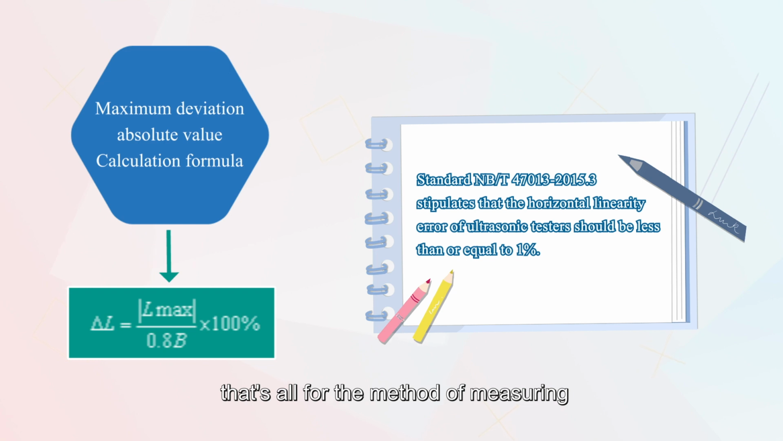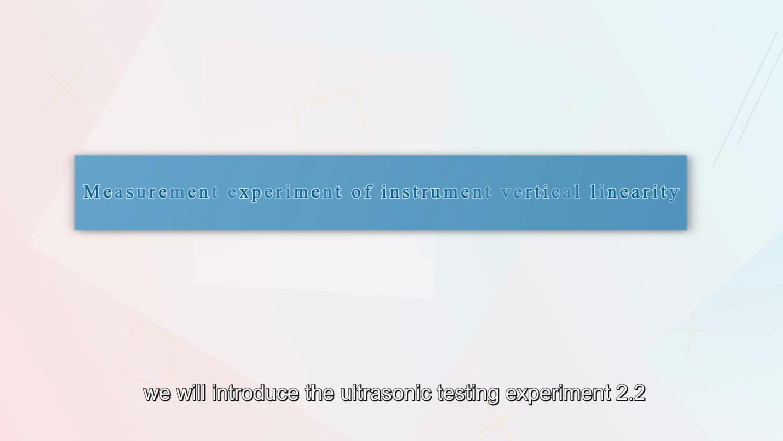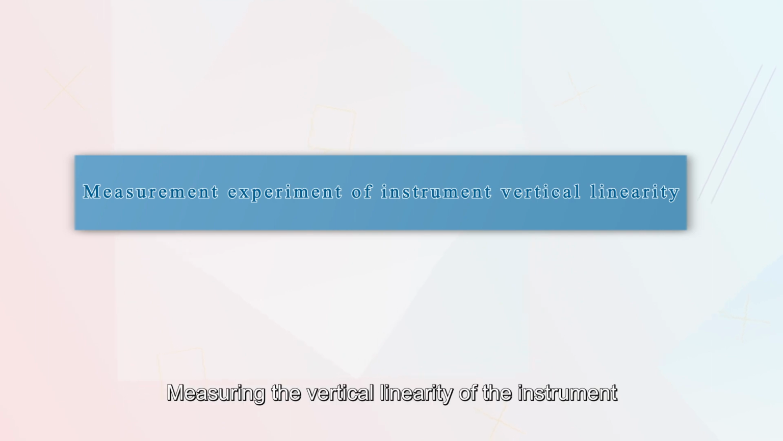Okay, that's all for the method of measuring the horizontal linearity of the ultrasonic detector. Next, we will introduce ultrasonic testing experiment 2.2, measuring the vertical linearity of the instrument.